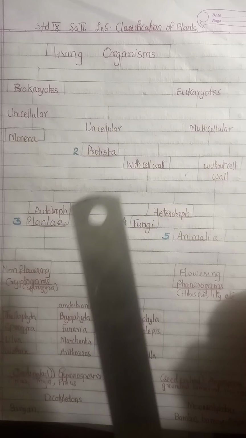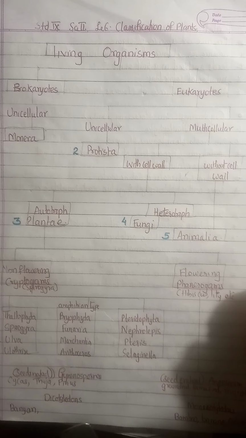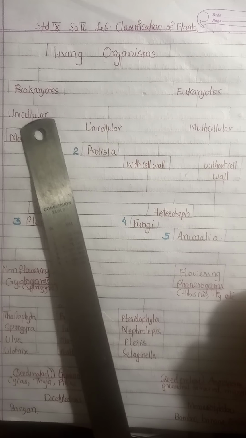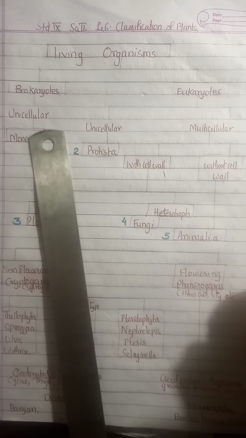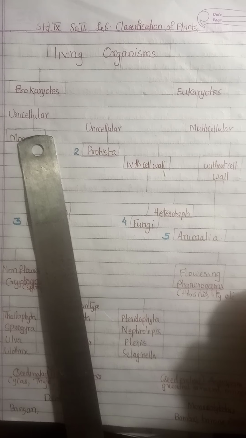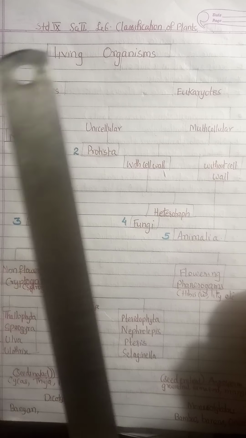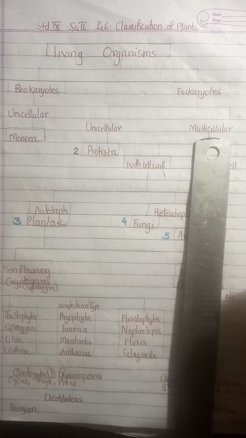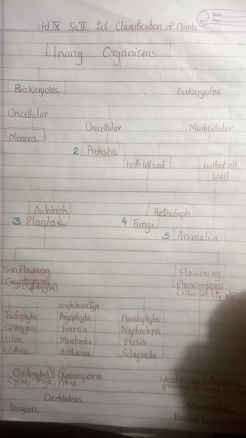First of all, our living organisms are classified on the basis of nucleus covered and nucleus not covered. We have given the names eukaryotes and prokaryotes. You can see here prokaryotes and eukaryotes. Prokaryotes are classified into unicellular. Eukaryotes are further classified into unicellular and multicellular.